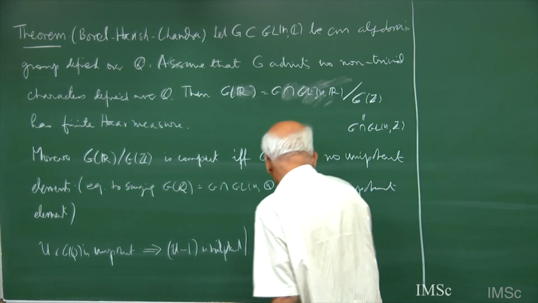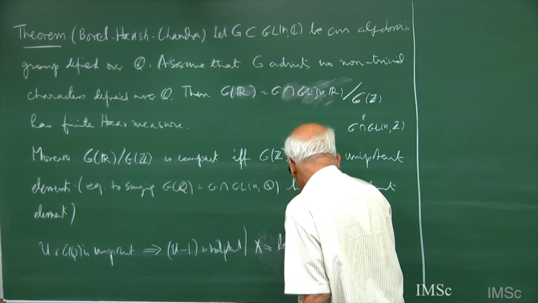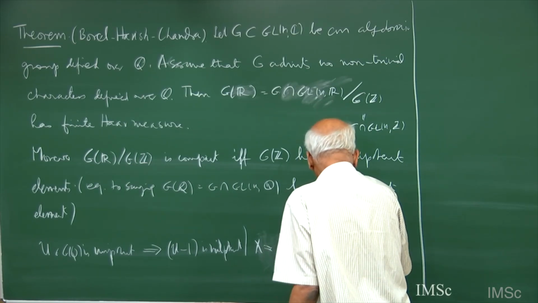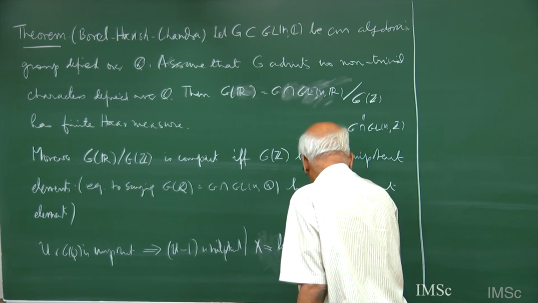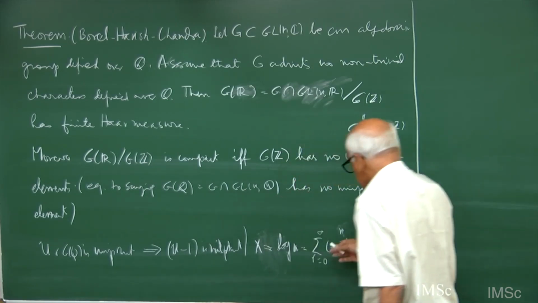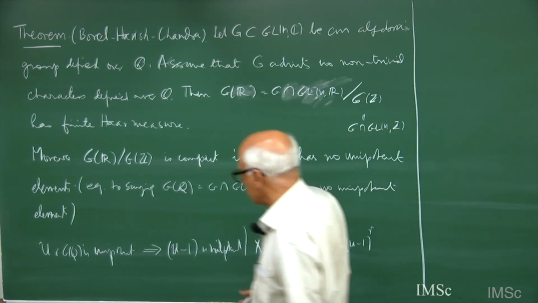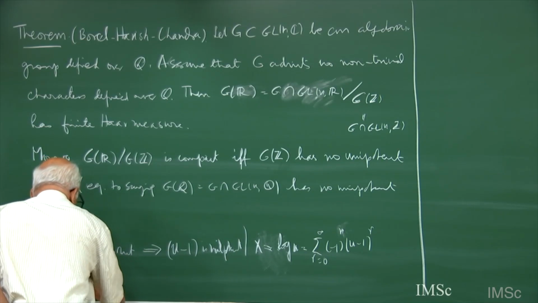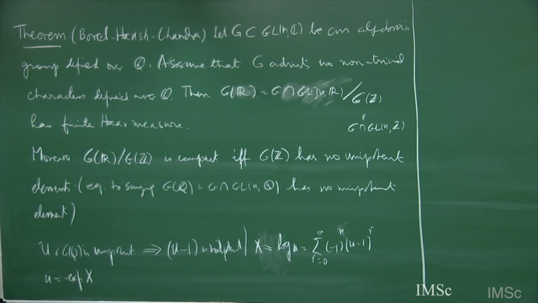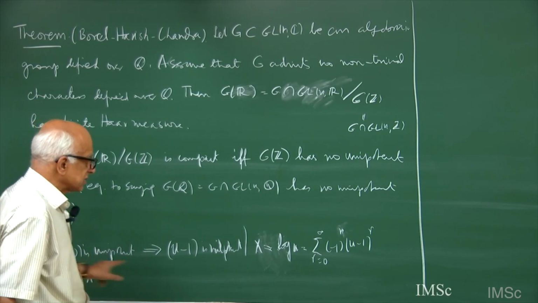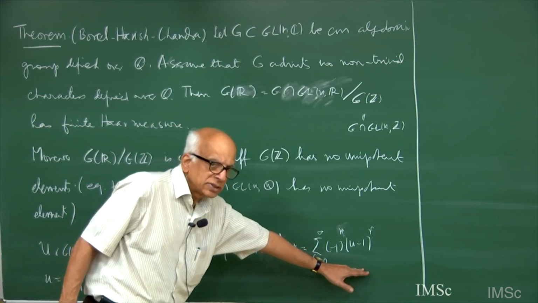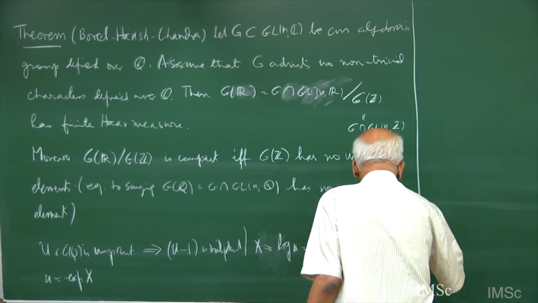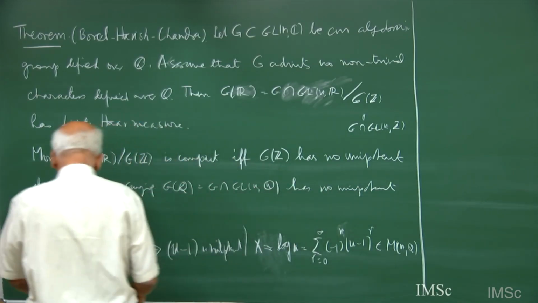So x equal to log U makes sense, the sum over r from 0 to infinity of (minus 1) to the r, (U minus 1) to the r, divided by r plus 1. It actually terminates, though I write 0 to infinity. Then you find that U is nothing but the exponential of x. Now if U is a rational matrix, x is also a rational matrix because this is a finite series. This falls into M_n(Q). And U equals exponential x.